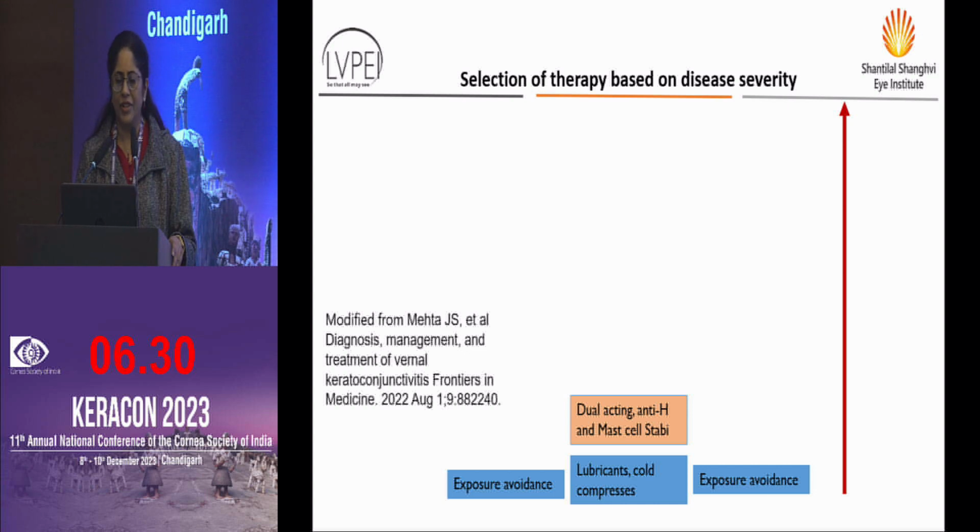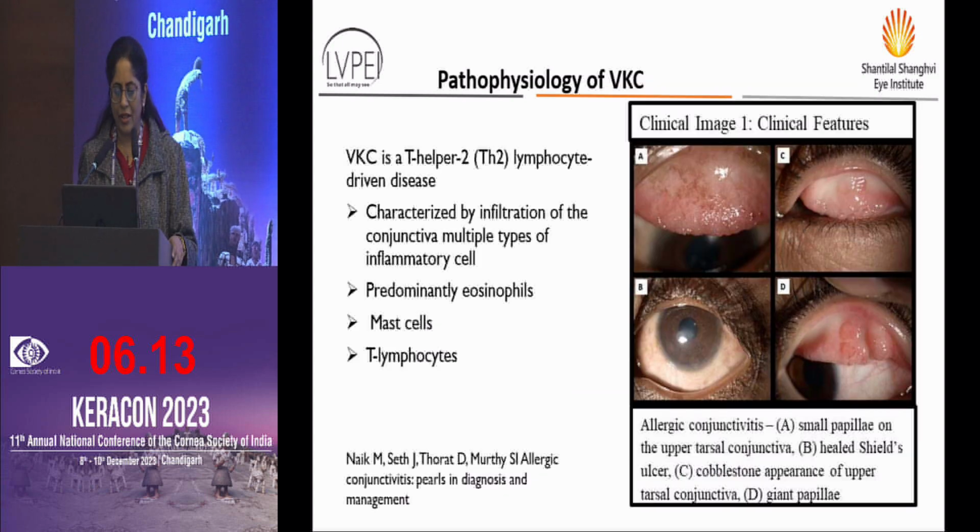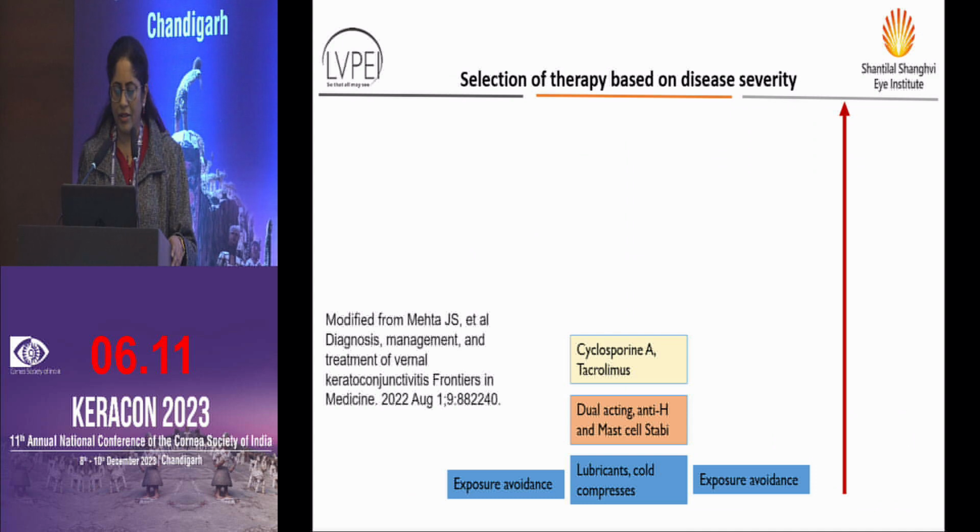So if you're starting off with a patient with mild disease, the drug of choice would probably be a dual acting agent. Just using an antihistaminic alone will not be adequate, and mast cell stabilizers alone, you can augment by using an antihistaminic. So dual acting agents. Then you go to the next group, a patient with a little bit more than mild disease, or despite using the agent, the patient has multiple recurrences. So you can add on disease modifying topical immunomodulators, typically cyclosporin A or tacrolimus.